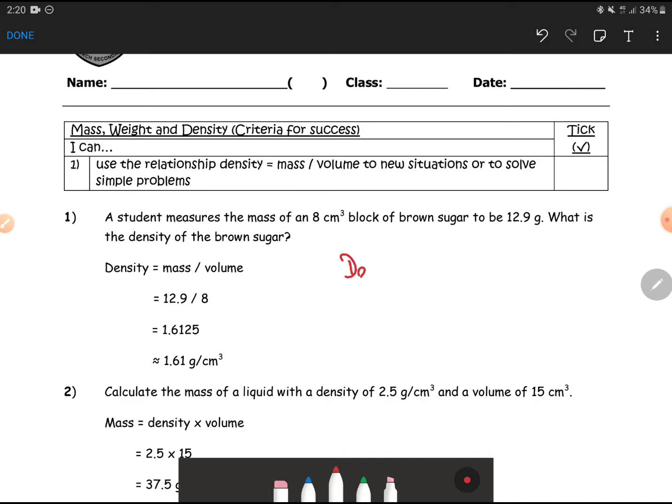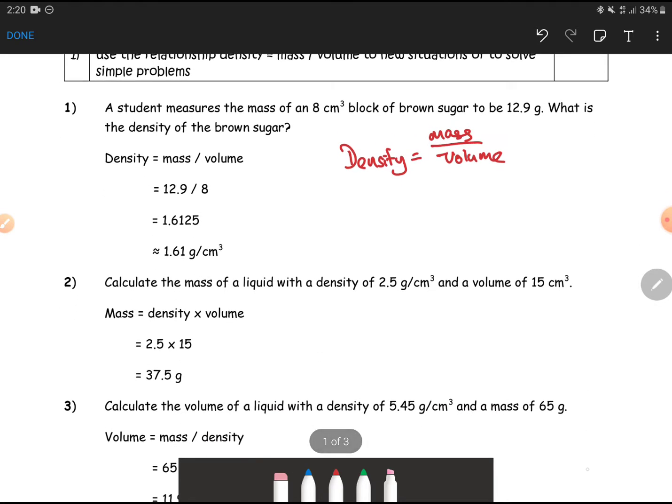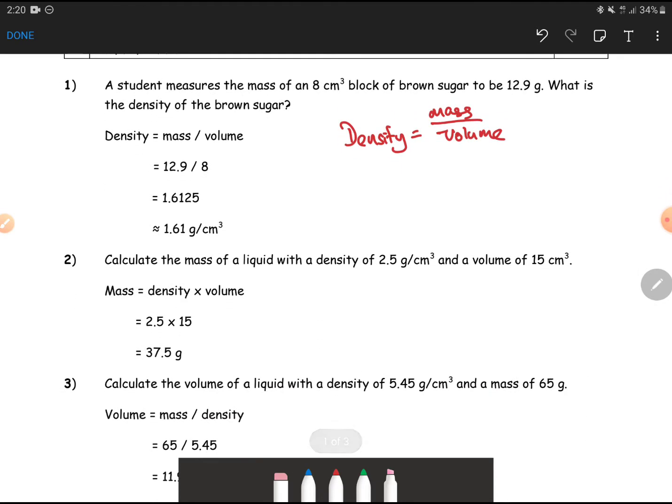So we have density is equal to mass divided by volume. You can see over here, they ask you to find the density, so you just take mass divided by volume, and you are able to arrive at the answer fairly easily. For question 2, it's the same thing except that now they ask you to manipulate the equation and they want you to find mass instead.